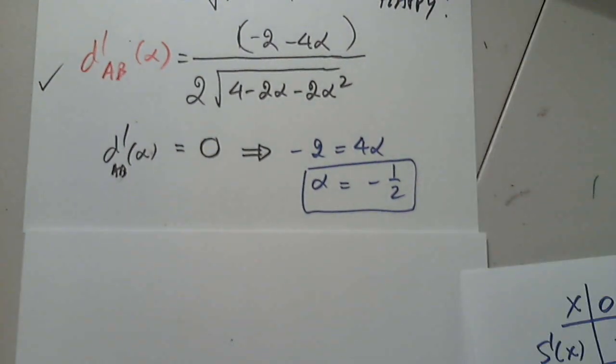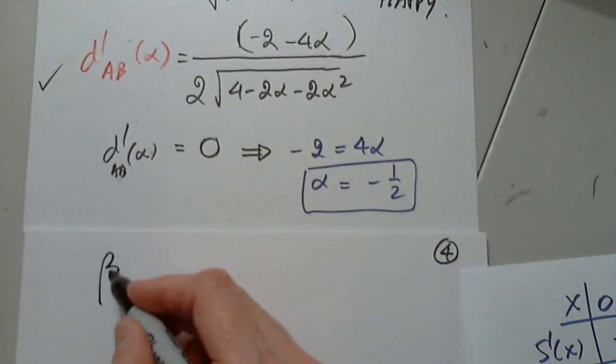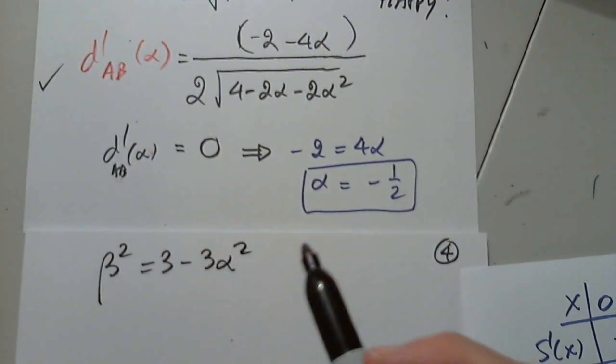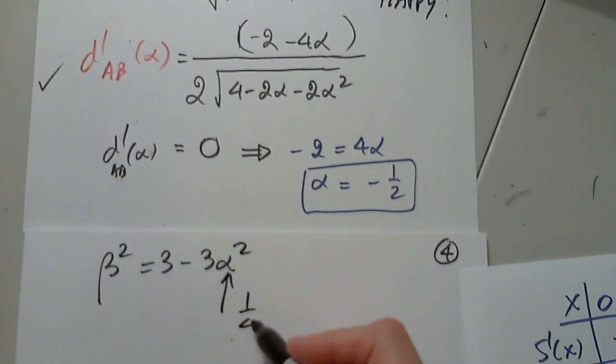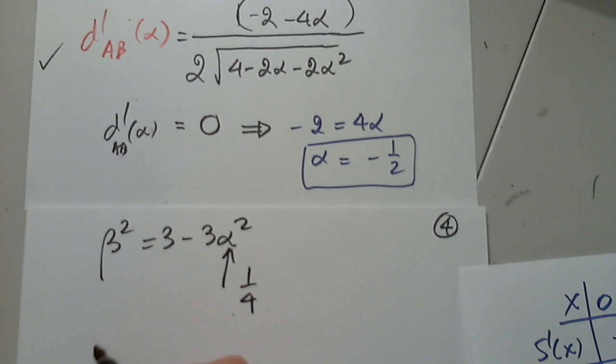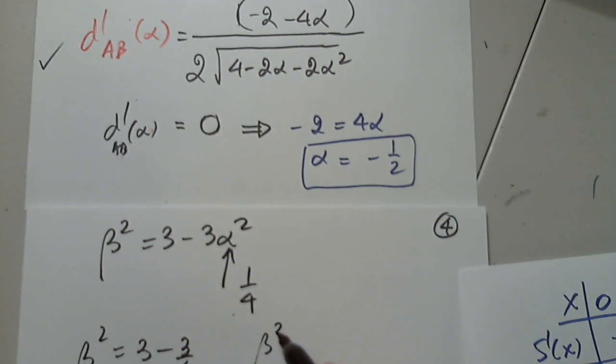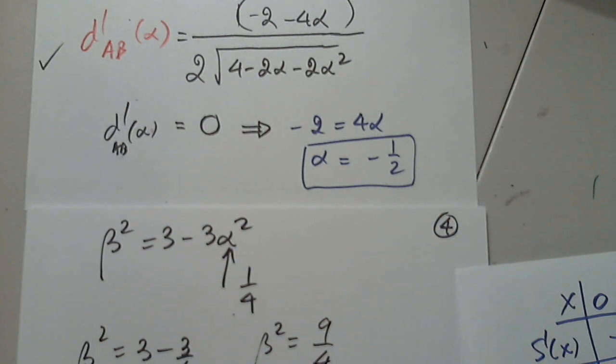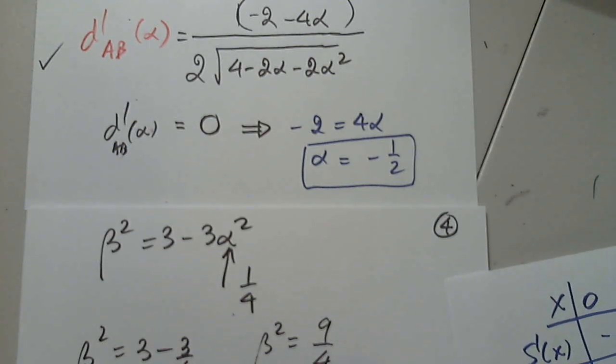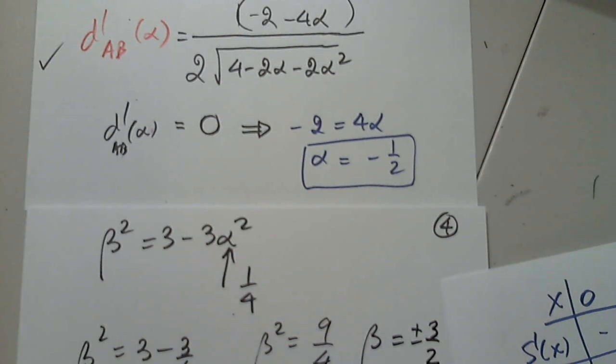So let me write it here. This is page 4. So we have beta squared equals 3 minus 3 alpha squared, but this squared is 1/4. So then beta squared equals 3 minus 3/4. So 12 minus 3, right? 9/4. Correct my numbers always. Because sometimes I think of the next 10 steps. So 3 times 4 is 12. 12 minus 3 is 9. Awesome. Because beta is plus or minus 3/2.